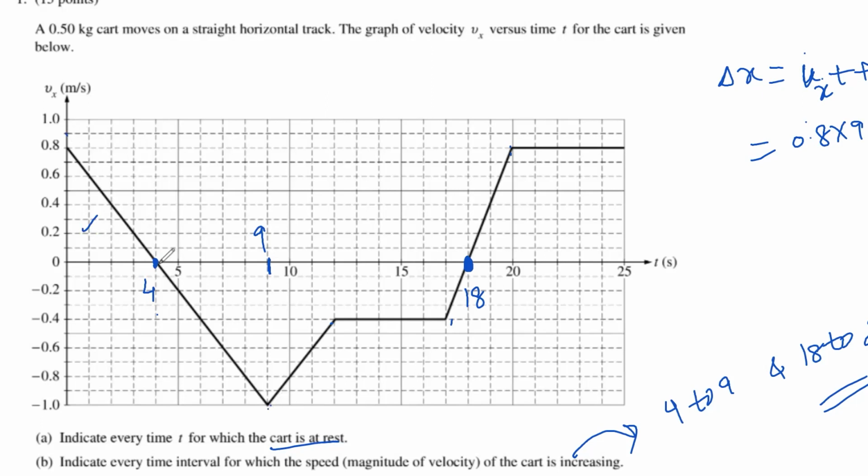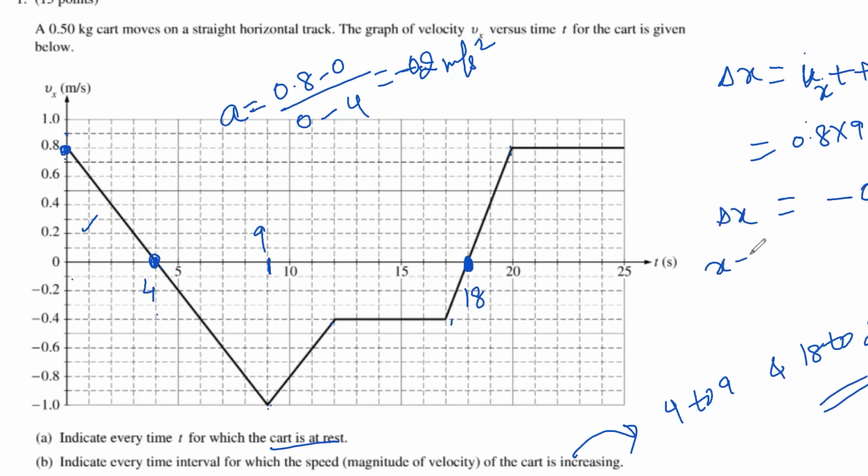You can choose any 2 points on the graph. So I'm choosing this point and this point. The slope of the graph gives the acceleration. So it is 0.8 minus 0 divided by 0 minus 4. So it comes out to be minus 0.2 meter per second squared, right? So here minus 0.2 into time 9 squared. After calculation we will get this value as minus 0.9 meter.